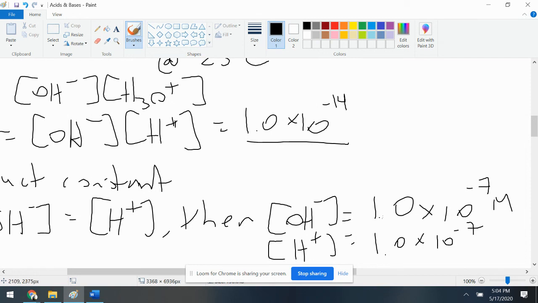So this is where I'm going to stop, and we're going to continue this next time by using this to understand how to calculate the pH of a solution.